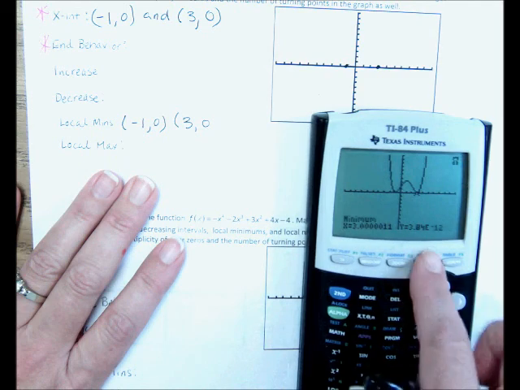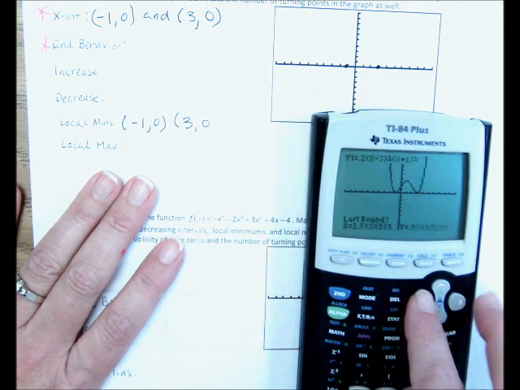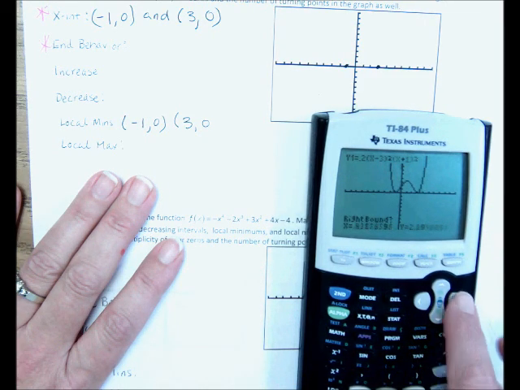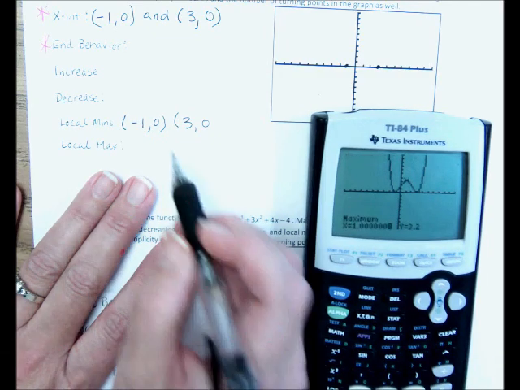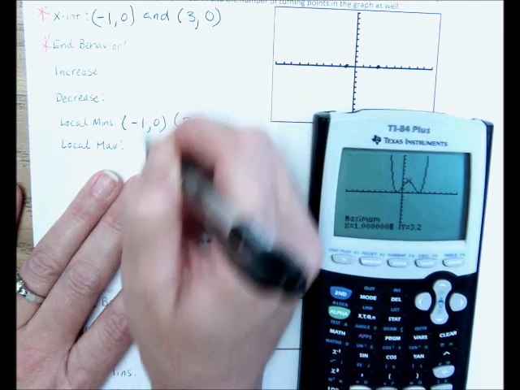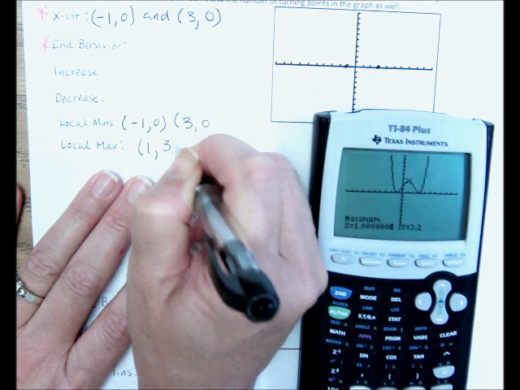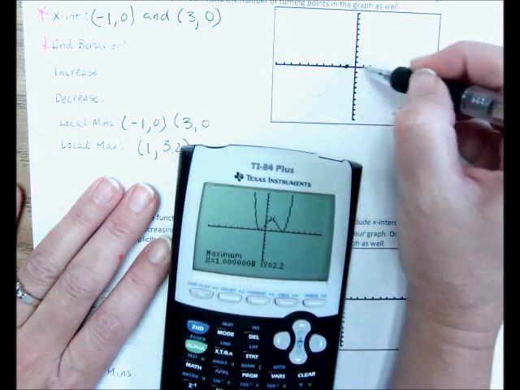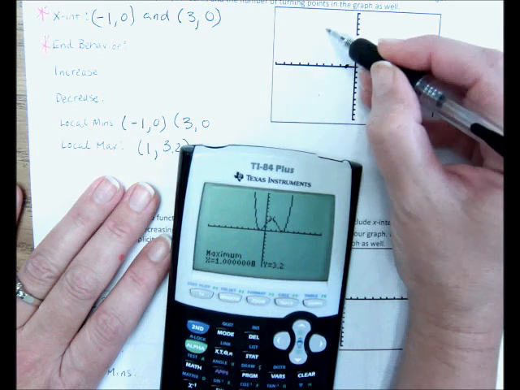So I do second, trace, which is calculate, and I go to maximum. I go to the left side of that maximum point right there, press enter, the right side, press enter, enter again, and you can see that I have a maximum value at 3.2. So I can use this to go ahead and graph my polynomial.